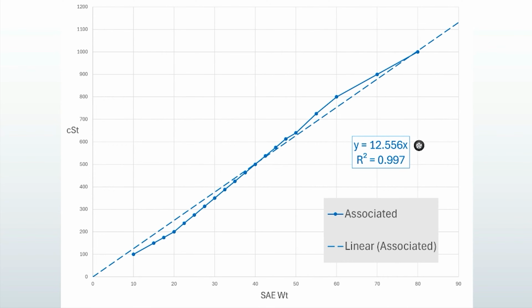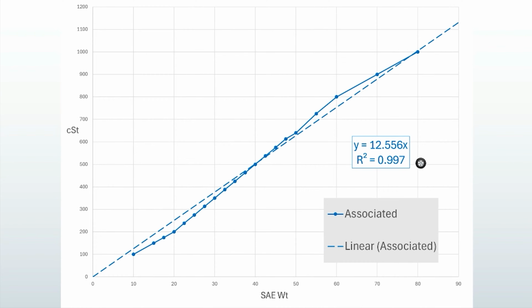So using 12.5, or 12.556 to be exact, you can now convert any SAE to cSt or vice versa, and it will be more accurate than the numbers published on the bottle. The other thing we should look at is the R-squared value, which is called the coefficient of determination, which is just a fancy way of saying the quality of the trend line. A value of 1 would be a perfect fit. Anything in the 0.99 range is considered an excellent fit.